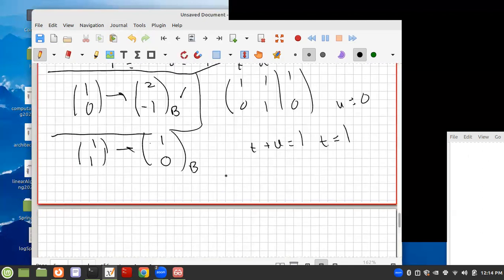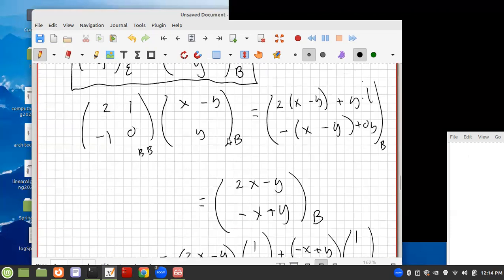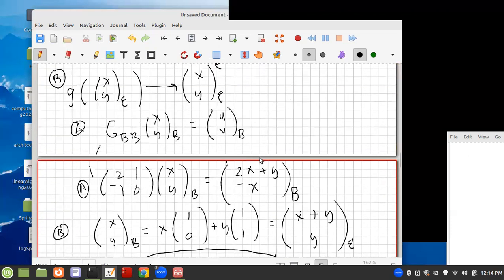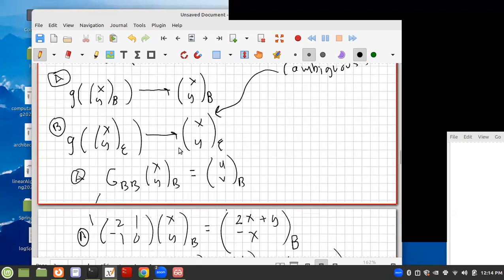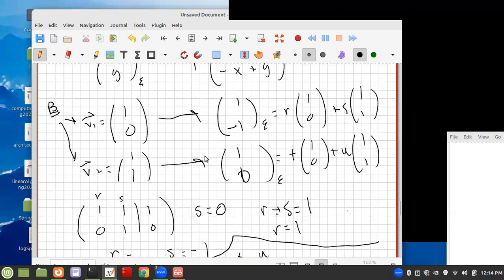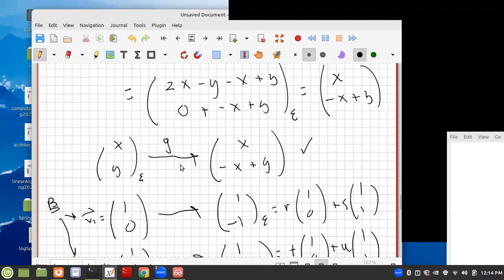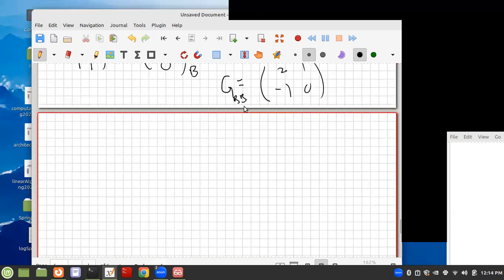And therefore, we get that the matrix G is going to be 2 minus 1, 1, 0 from B to B. And that is the matrix that we started with, 2 minus 1, 1, 0. This wasn't part of the problem. This was going backwards and saying, okay, if we started from this form, we should be able to recover the matrix B to B here.